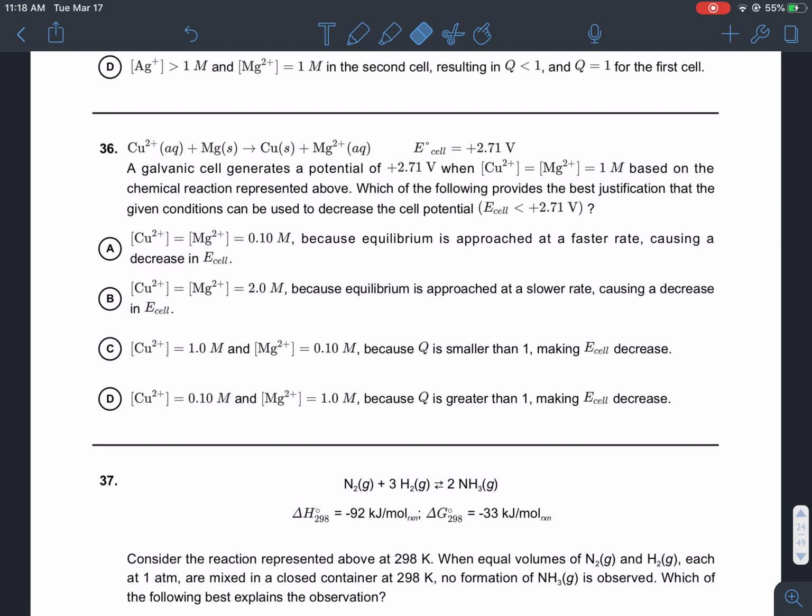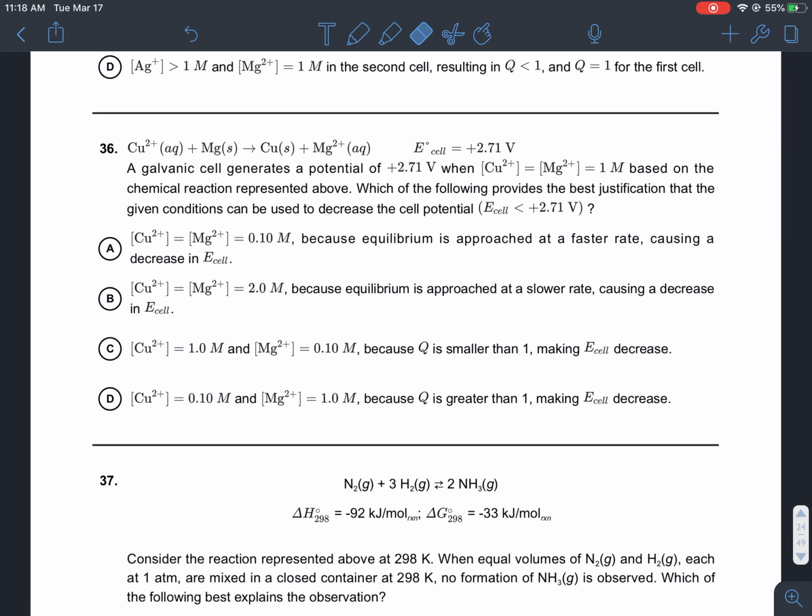A galvanic cell generates a potential of 2.71 volts when Cu2+ is equal to Mg2+, 1 M. The chemical reaction is represented above. Which of the following provides the best justification that the given conditions can be used to decrease the cell potential, that you can get E cell to be less than 2.71?